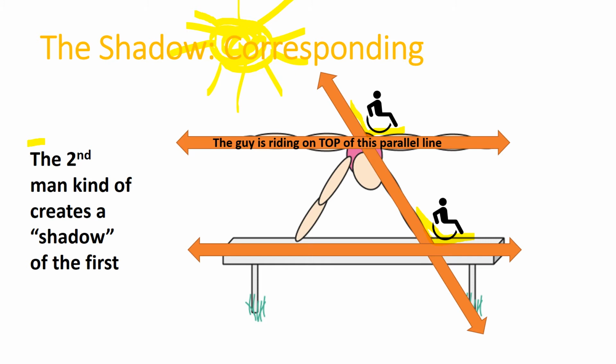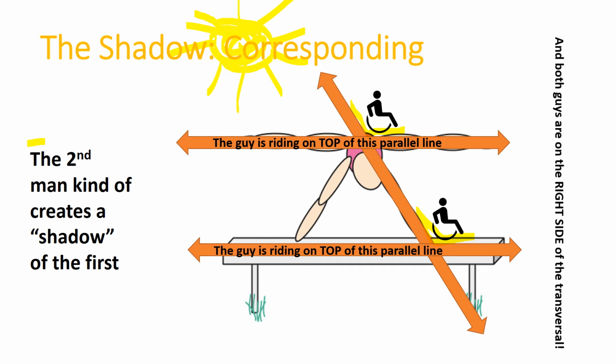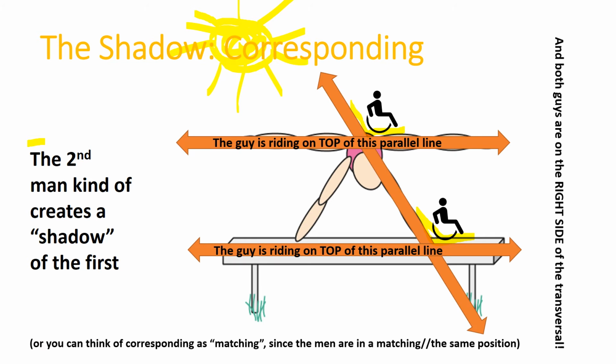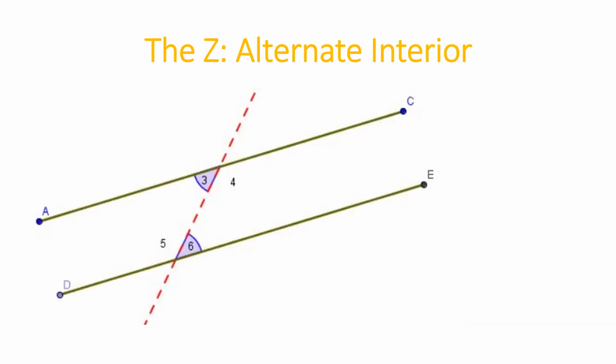So this guy is creating this shadow. This guy is riding on top of the parallel line, and this guy is riding on top of the parallel line. And both of them are to the right side of the transversal. So they're in matching positions, or like shadow positions, in corresponding. Corresponding means matching, or like they go together. So I always think of them as matching. You can think of them as shadow, or whatever memorization strategy you come up with.